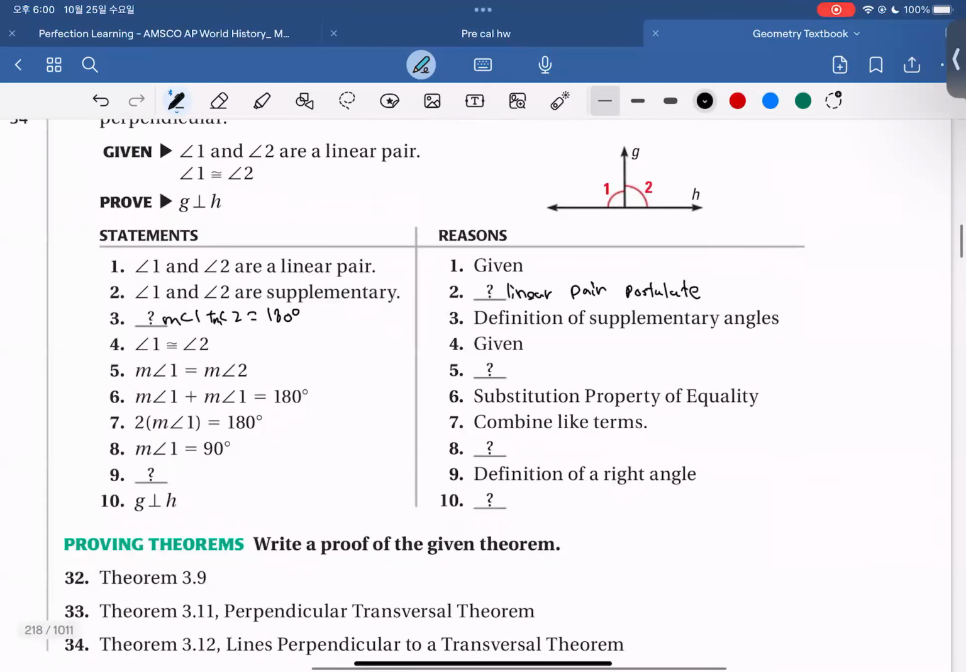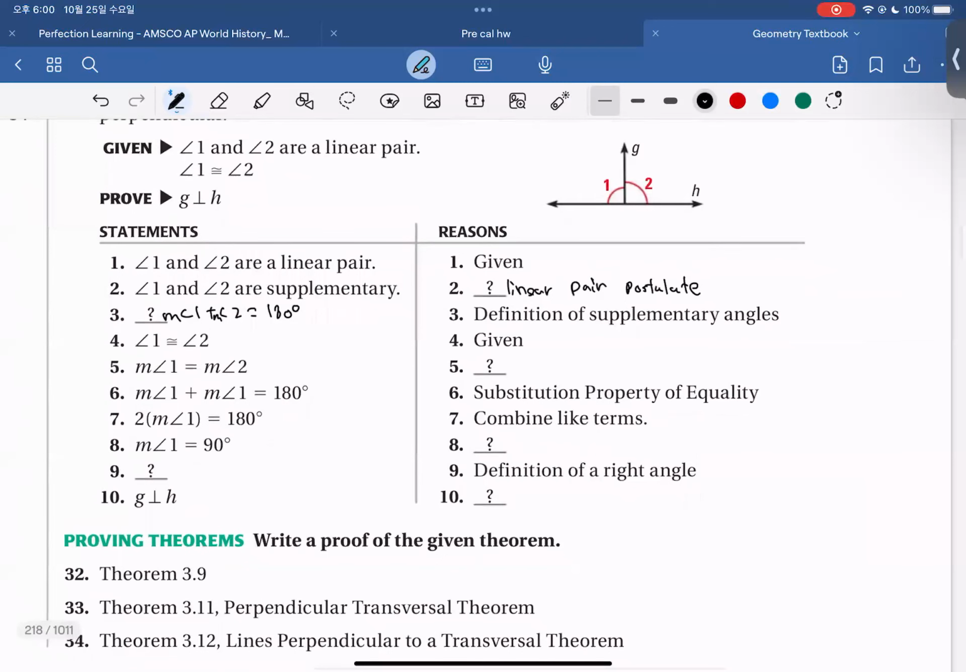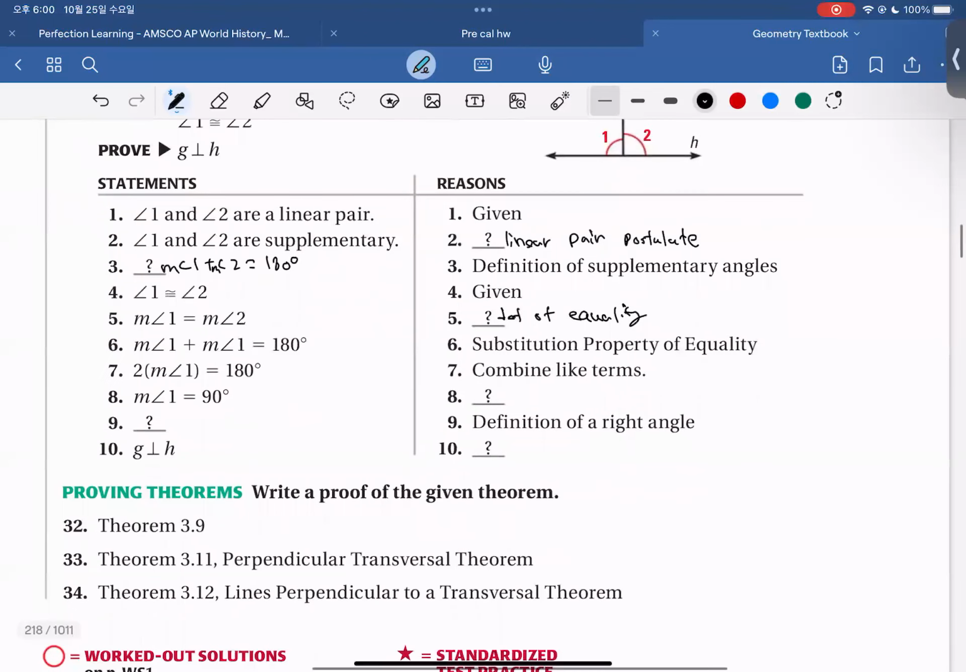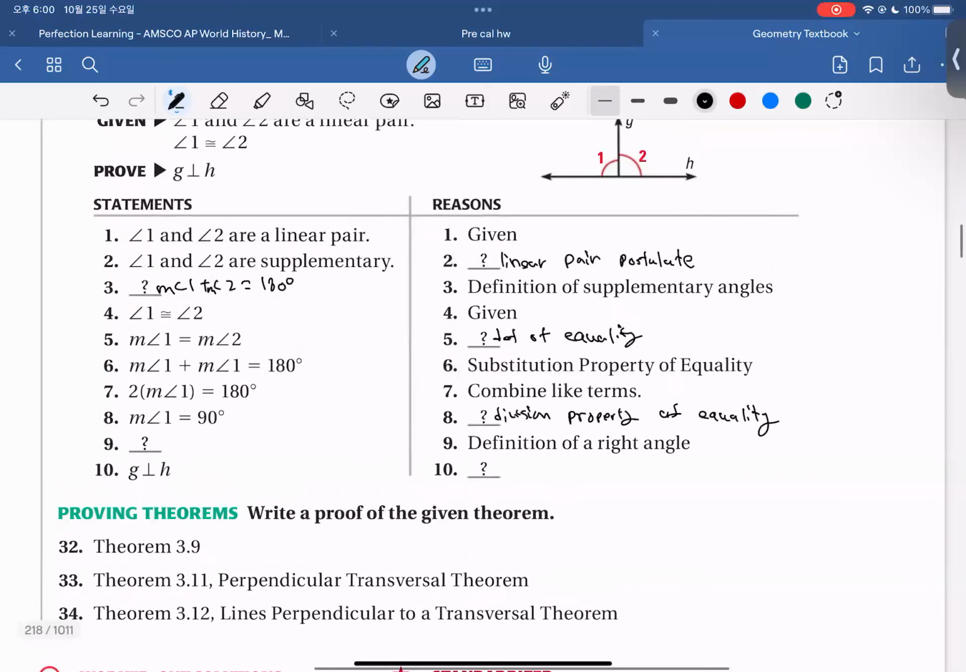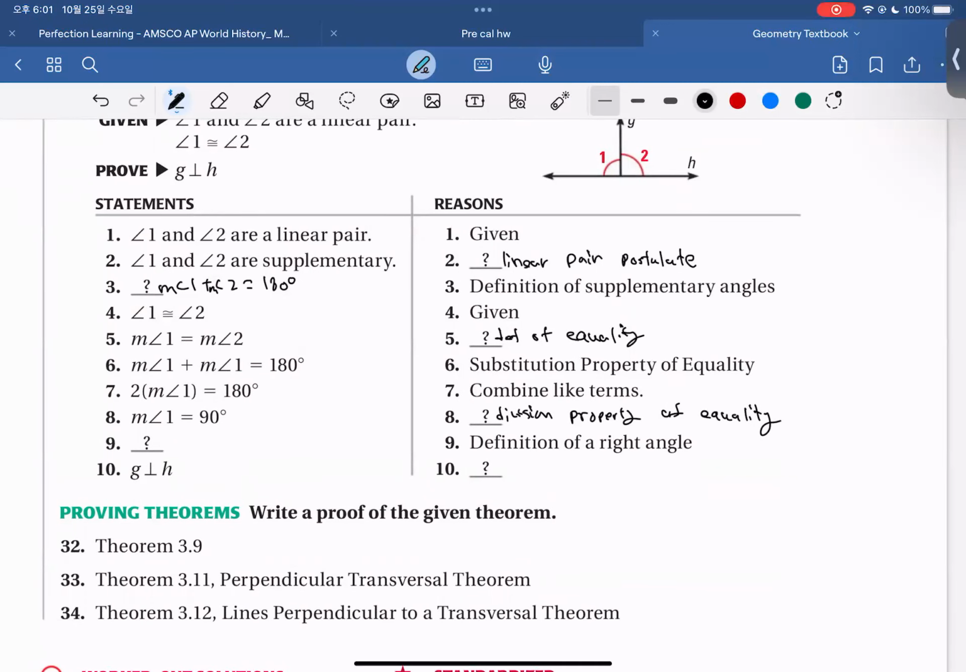And this given is just the definition of congruence, or you could even say equality in this case. Substitution property, combining like terms because they're the same value. And honestly, the division property of equality would be correct here, because you're dividing the two over there. Equality and the definition of a right angle would be just that, because we know the measure of angle 1 is 90 degrees.